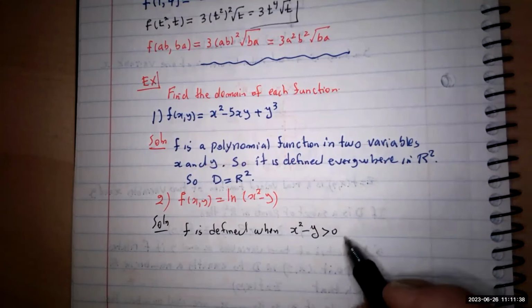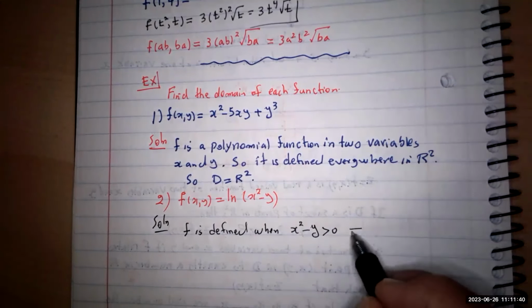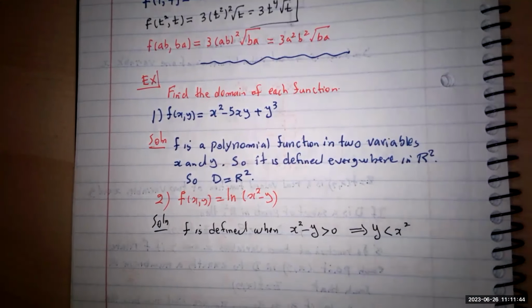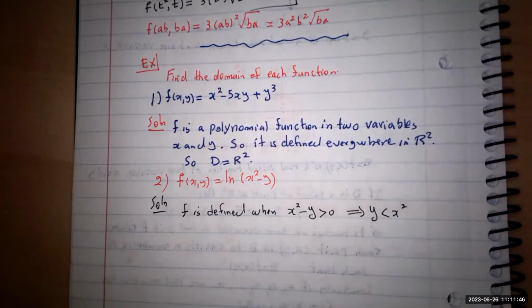Okay, we usually move the y to the other side. So it would be y less than x squared. You have to describe this one. Okay, this is the way we do it. You are not going to leave it as is.